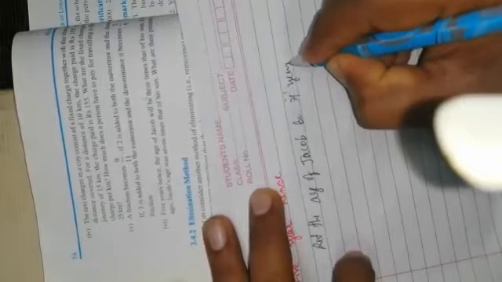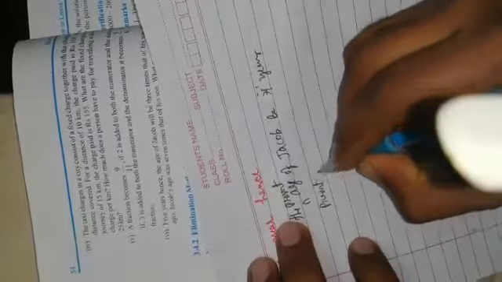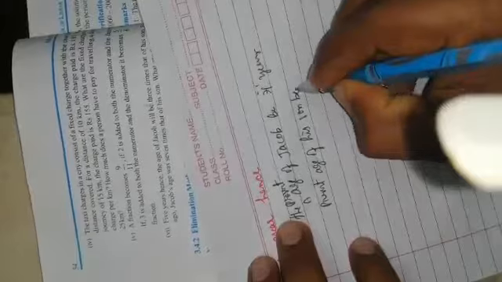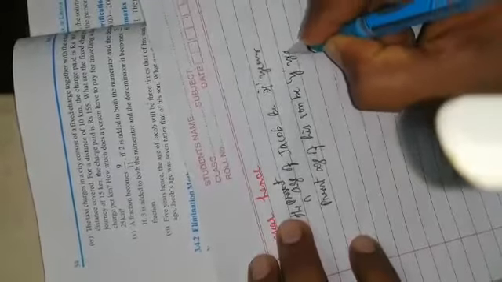x years. Okay, next, then who is there? His son. Let the present age of his son be y years. Present age of his son, Jacob's son, be y years.